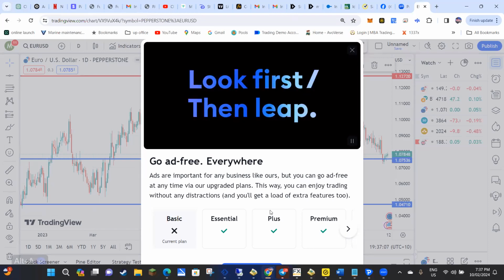This is the only issue with the free version, is that you keep getting those ads.